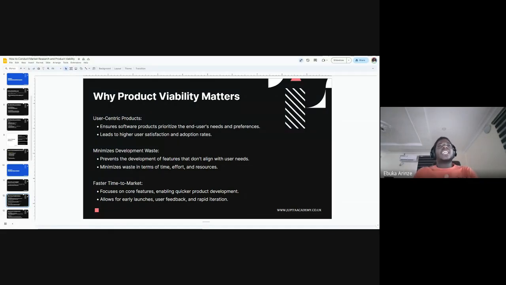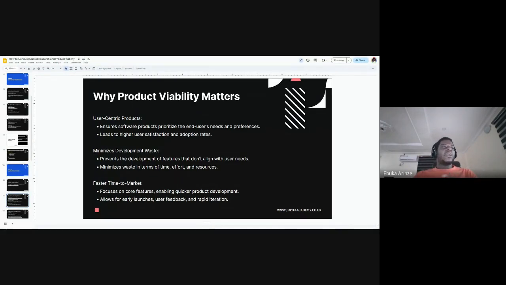Most times it's because you do not consider the viability of that product in the market you're going into. So by considering product viability early in the process, you have a higher chance of user satisfaction because you are more focused on the end user's needs and preferences. Another thing to consider is minimizing development waste. There are a lot of features that people build into their product that are extremely redundant. They do not make sense. They are not useful to solving the primary problems that these users have. In this process, you are wasting time, wasting money, wasting effort.